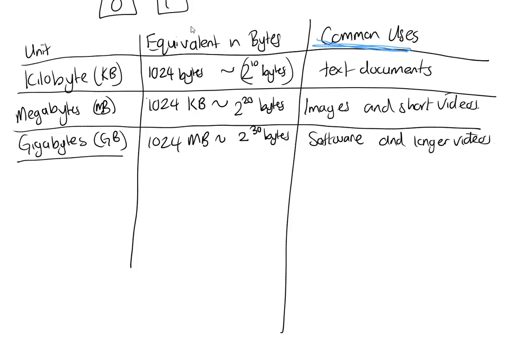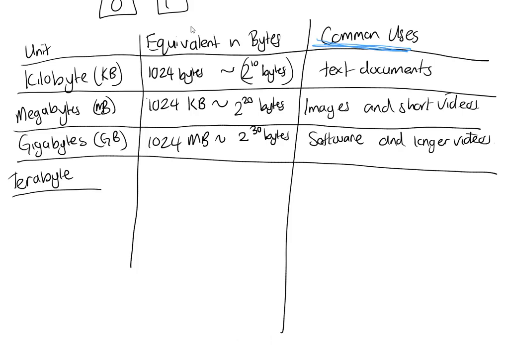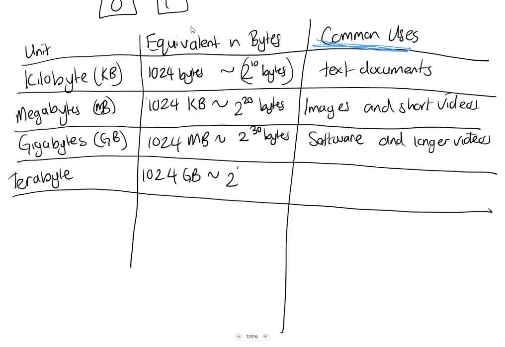Then we have another abstraction which has more bytes inside of it, and this is called a terabyte. This is similar to how you get grams and kilograms: a collection of grams gives you a kilogram and so on. It's the same kind of concept. So when we talk about terabytes, we have 1024 gigabytes, approximately 2 to the power of 40 bytes. I hope this makes sense.